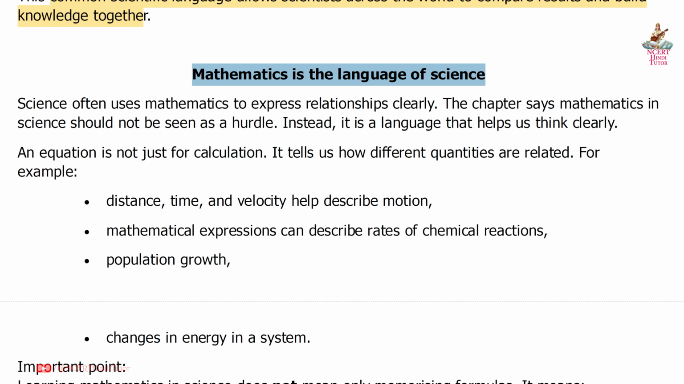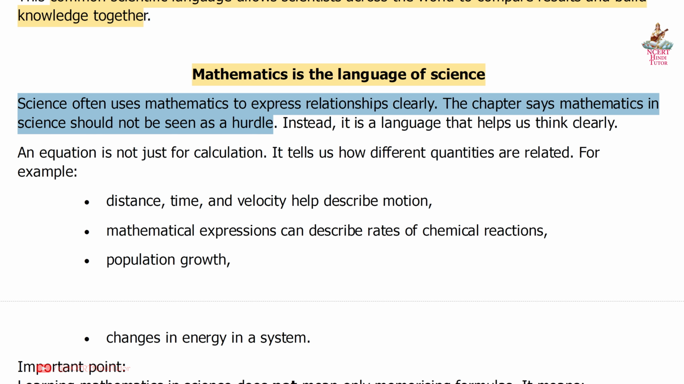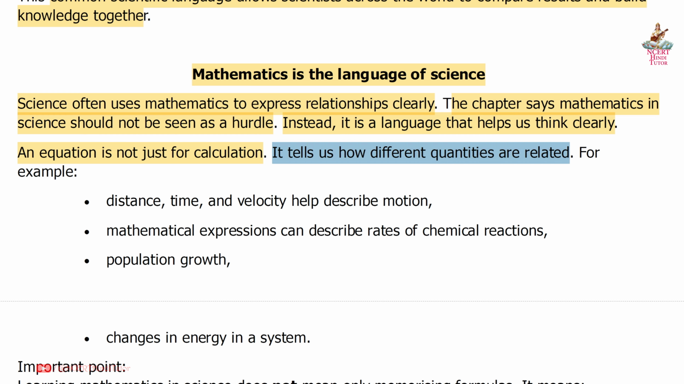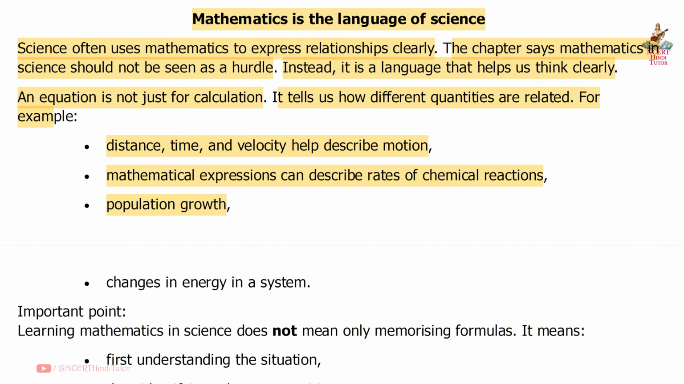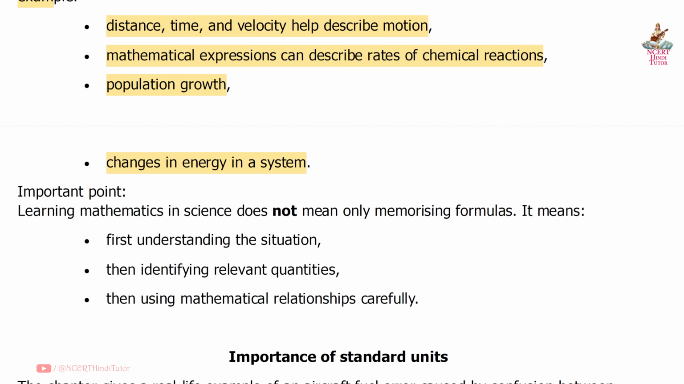Mathematics is the language of science. Science often uses mathematics to express relationships clearly. The chapter says mathematics in science should not be seen as a hurdle. Instead, it is a language that helps us think clearly. An equation is not just for calculation, it tells us how different quantities are related. For example, distance, time, and velocity help describe motion. Mathematical expressions can describe rates of chemical reactions, population growth, and changes in energy in a system.